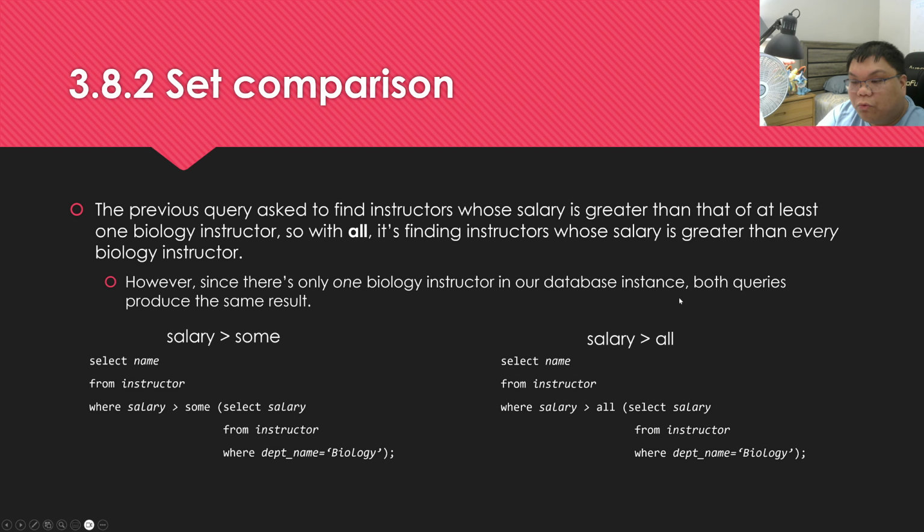The previous query asked to find instructors whose salary is greater than that of at least one biology instructor. By replacing the keyword some with all, it's finding instructors whose salary is greater than every biology instructor. But since our data instance only had one biology instructor, if you go back a couple slides, you'll see our list of instructors and it only had one biology instructor. These two queries produce the same result.